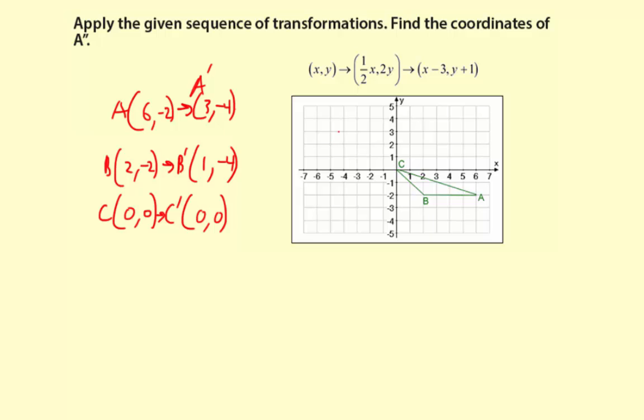So let me draw this image, A prime, B prime, C prime. So we're going to go 3 and then negative 4. That's going to be A prime. And then (1, negative 4), B prime. Then C prime is (0, 0).